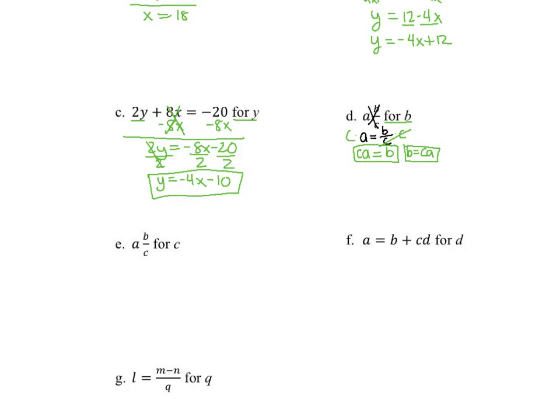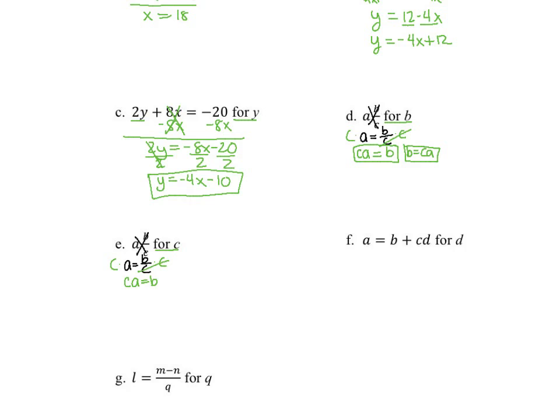Question E. Again, for this one I mistyped it. It should be A equals B divided by C. Now for this example, I still need to get the C by itself. So I'm going to get rid of my fraction. It says B divided by C, keyword divided by. So I'm going to multiply both sides by C. That way I have no more fraction.